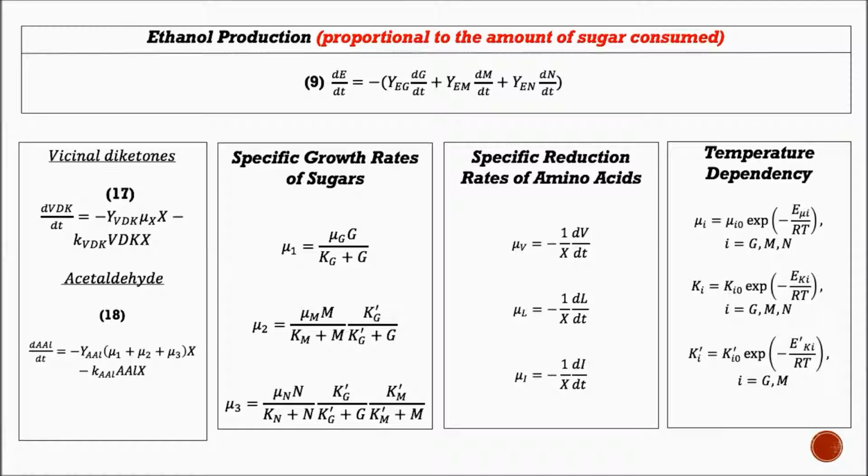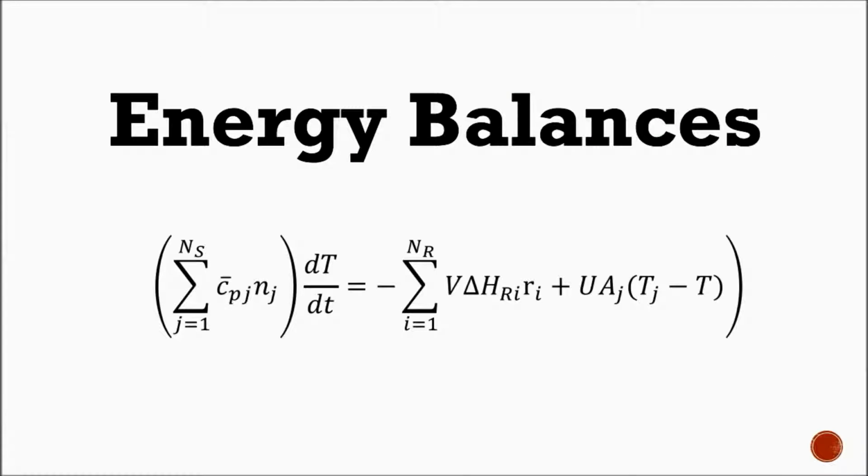With the fusel alcohols dependent on the amino acids, their mass balances were derived using amino acids reduction rates. And finally, the temperature dependency of the sugar's specific growth rates is given in the following form. The energy balance used for the batch reactor is given as follows.